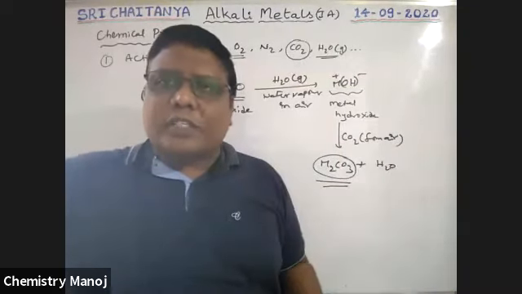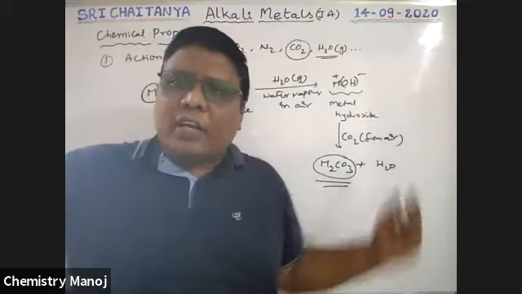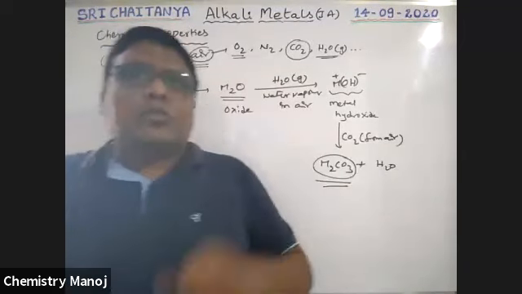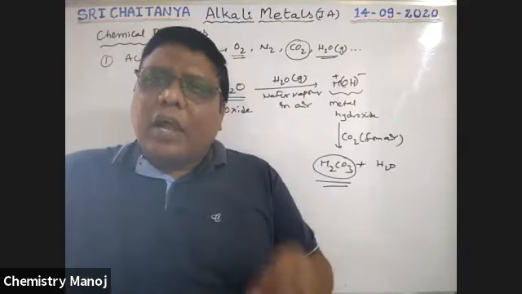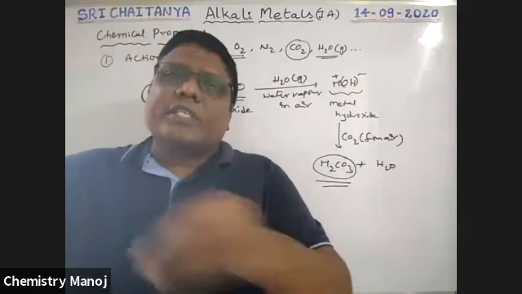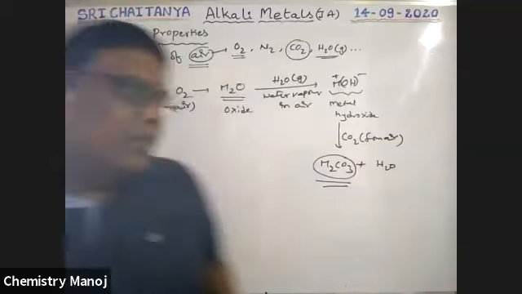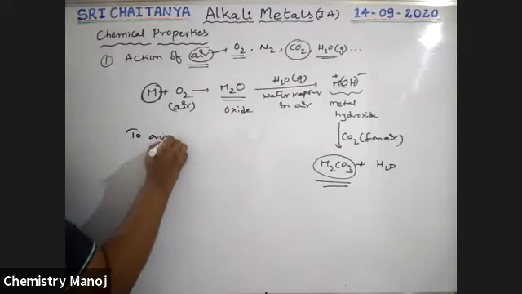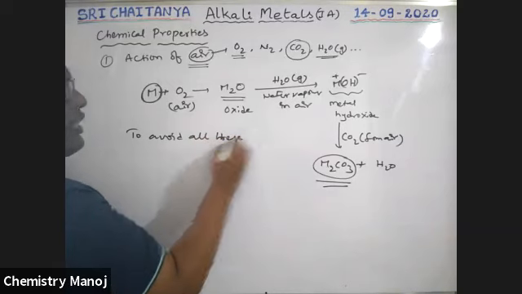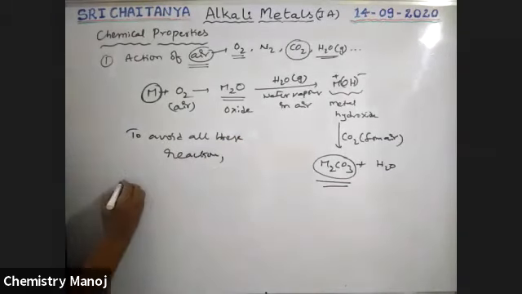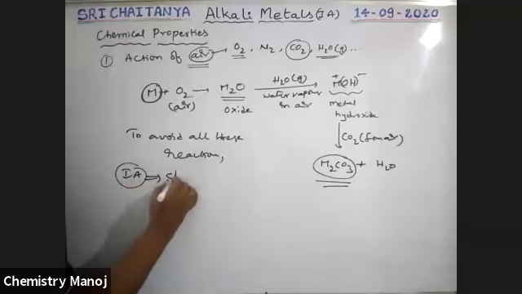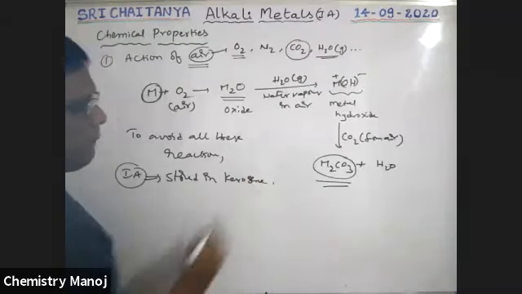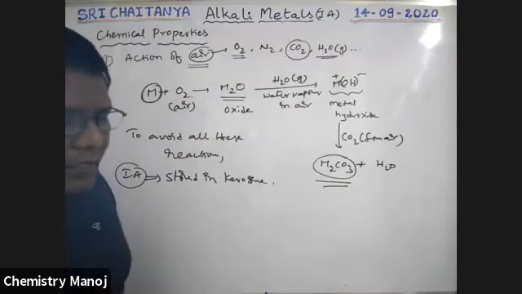If air is exposed, all these reactions are possible. First of all, it converts into the respective oxides. Oxides then convert into hydroxides. Those hydroxides later convert into the respective carbonates. That is why it is difficult to store these metals. Therefore, all these alkali metals, to avoid all these reactions, our 1A metals are stored in kerosene.